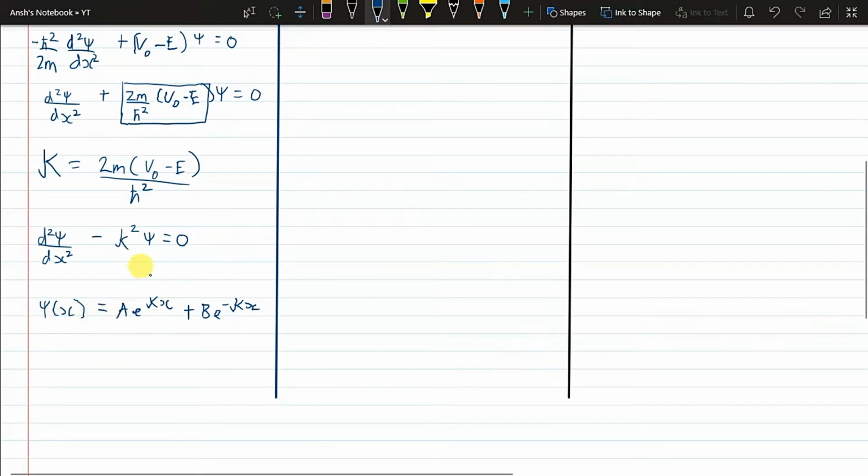So this is the solution. This is a general solution for a differential equation, for the kind of differential equation we have right here with a negative sign in between. We also have to note that kappa is always greater than 0, since kappa is equal to the square root of 2m (V naught minus E) over h cut square.